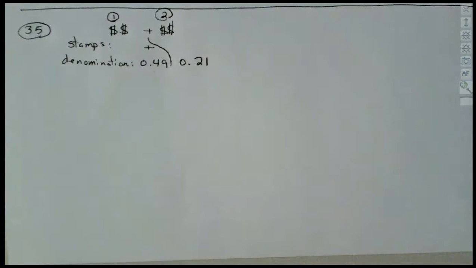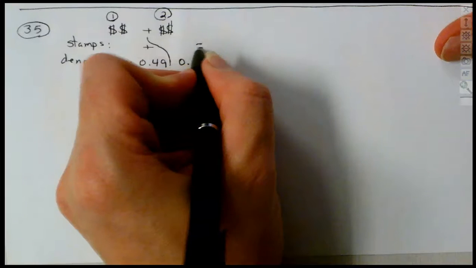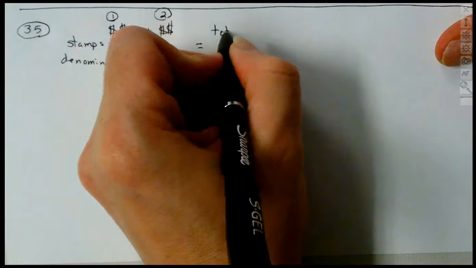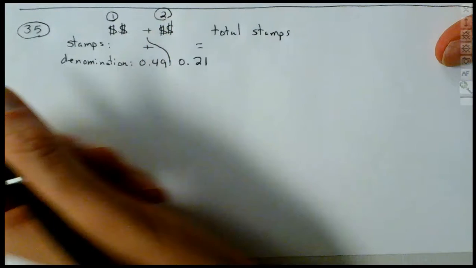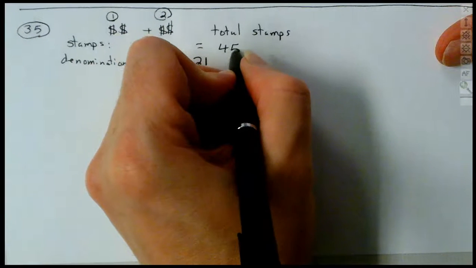And what do we know? Okay, well, when we read it, it says we got $16.45, and we have a total of 45 stamps. So we need to come up with our total. So this is going to be our total stamps over here. So we have a total of 45 stamps.